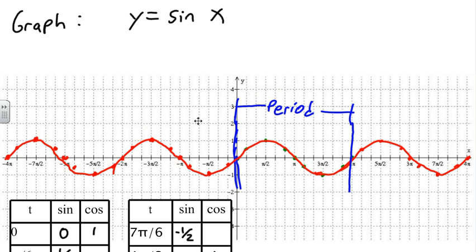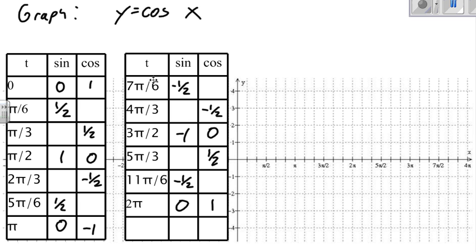And it would keep going like that, but that's enough. So now we're going to do the same thing for cosine. Y equals cosine of x. So at 0, cosine is 1. Pi over 6, we're going to ignore. Pi over 3, it's 1/2. Pi over 2 is 0. And then -1/2. We'll skip this one.